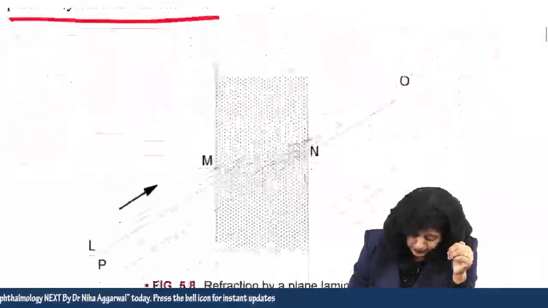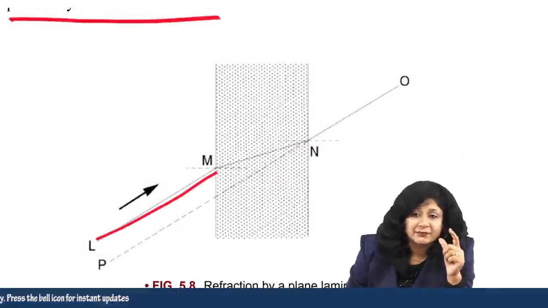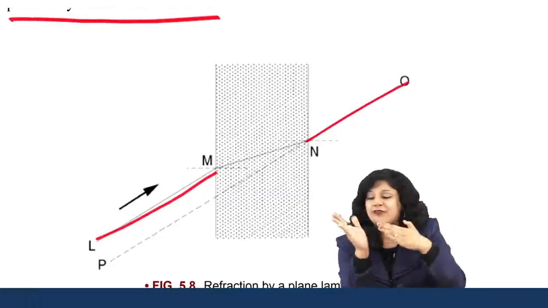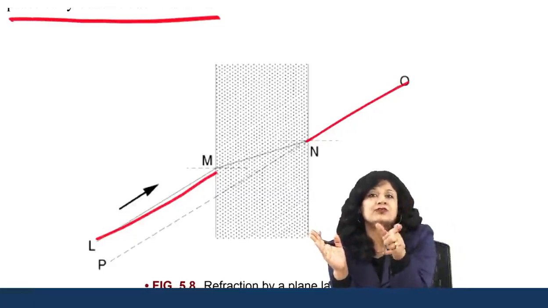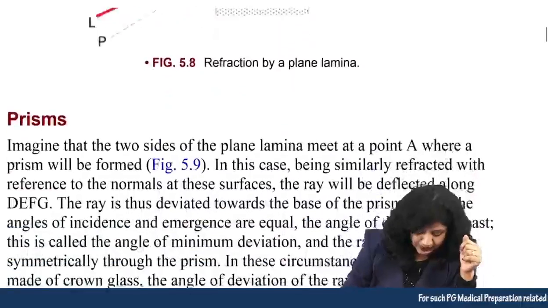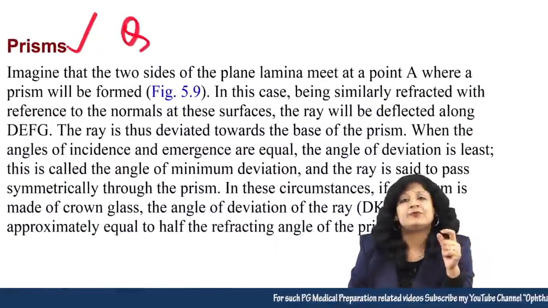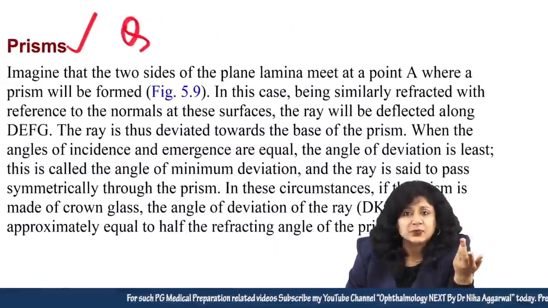So the incident ray is Lm. They are comparing this Lm with the reflected light. How much deviation there will be depends upon the thickness of the glass through which it is passing. Okay, now we come to the prisms, and I think this is an important thing because so many times we are using these prisms in squint. So we have to apply this knowledge even in squint also.